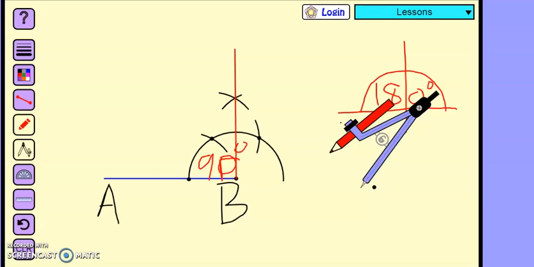Now I am going to bisect my angle 90 degree. So when I will bisect my 90 degree angle, I will get my 45 degree. I will get my two angles of 45 degree. Now the question is how I am going to bisect my angle of 90 degree.